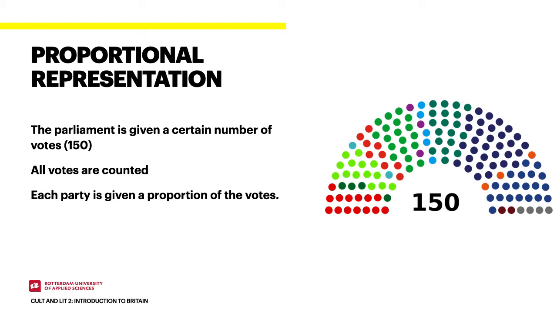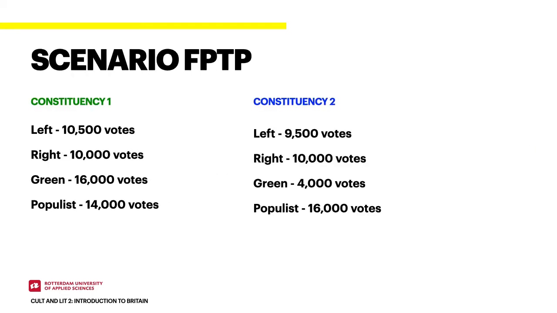Now, we're going to look at two scenarios really quickly to see how these systems work and how voting and the amount of seats in parliament can be very different. So we're going to look at two constituencies with four imaginary parties: the Left Party, the Right Party, the Green Party, and the Populist Party. Now, in constituency 1, we see that it's very clear that the Green Party, with its 16,000 votes, won, which means that the Green Party is going to, of course, win the election. In the second constituency, we see that the Populist Party, also with 16,000 votes, is going to win the election.